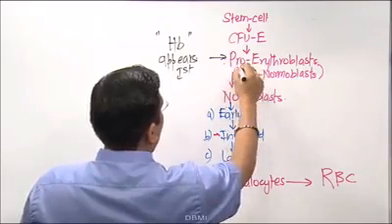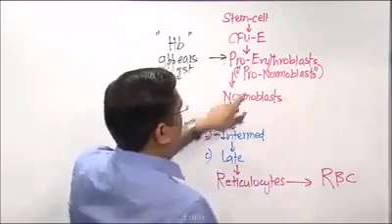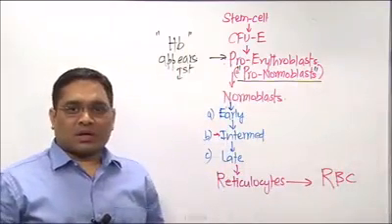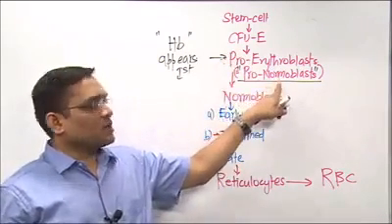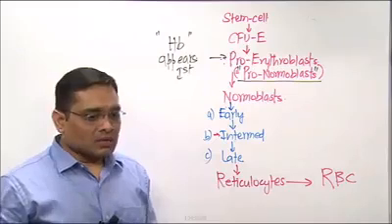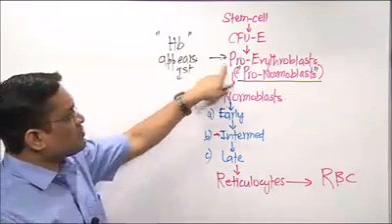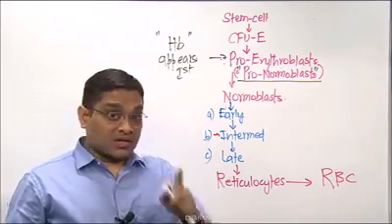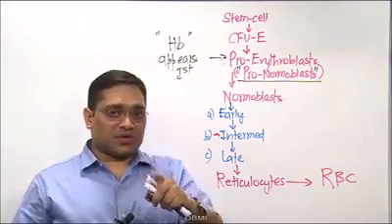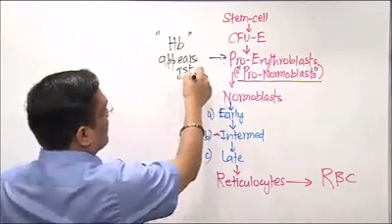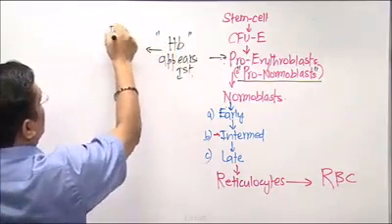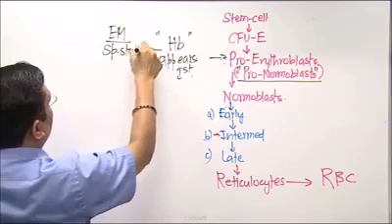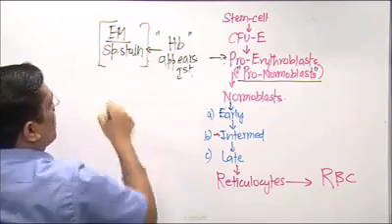And in All India 2013, this was the name they mentioned: pronormoblasts. Instead of proerythroblast, they wrote pronormoblast. So hemoglobin first appears during the proerythroblast or pronormoblast phase. But see what I said, it's a language-based question. This first-appearing hemoglobin can be detected by electron microscopy or special staining.